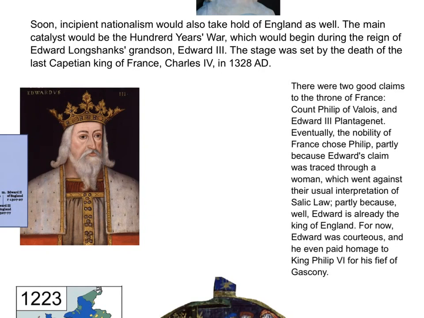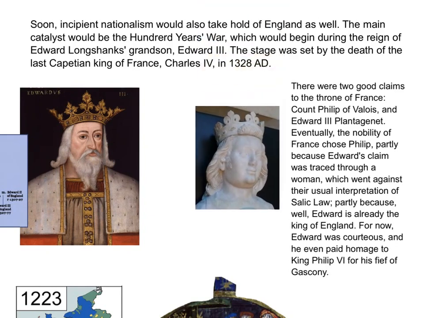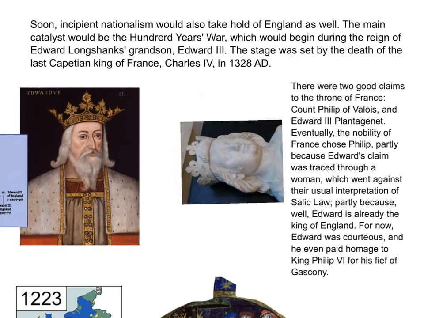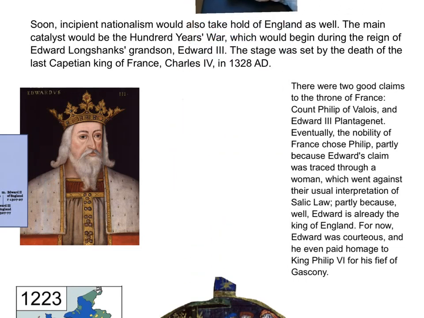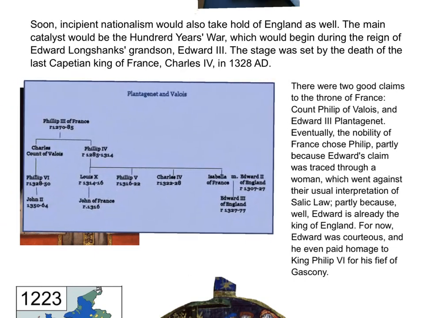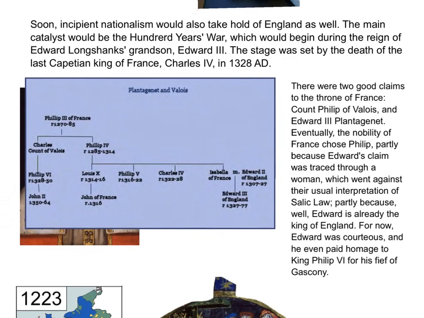The stage was set by the death of the last Capetian king of France, Charles IV, in 1328 AD. He's dead. Now, after he died, there were 2 good claimants to the throne of France. Let's take a look at the family tree here. One was Count Philip of Valois. Here he is right here. That's because he's King Philip IV the Fair's brother's son. The other was King Edward III of England himself.